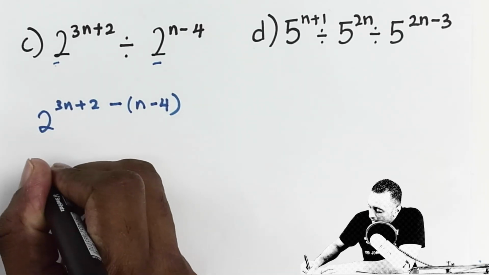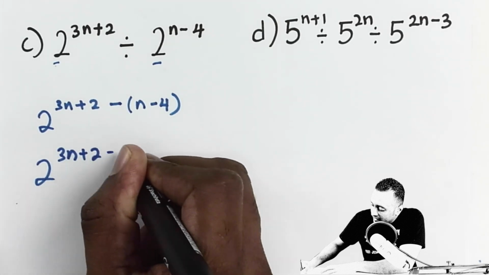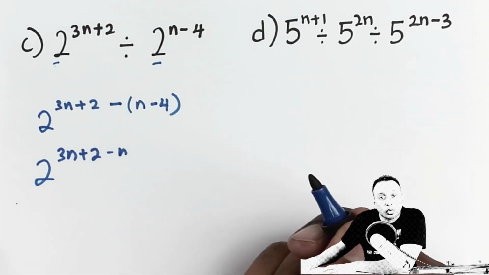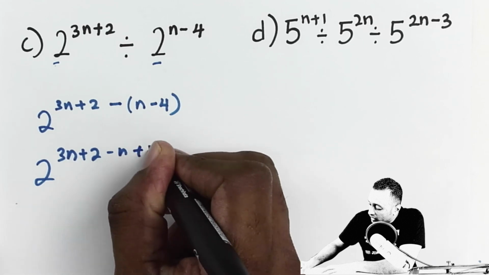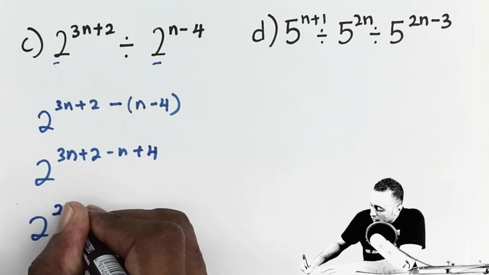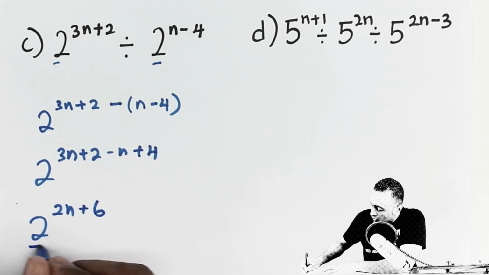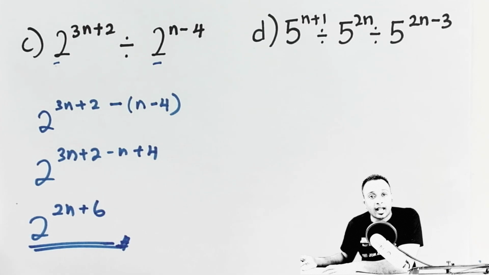So what we gonna do here? It's gonna be 2, 3n plus 2 minus n. And minus buka kurungan jadi apa? Become positive 4. So 3n minus n, you're gonna have 2n, and then 2 plus 4, you're gonna have 6. So that will be your final answer for this.